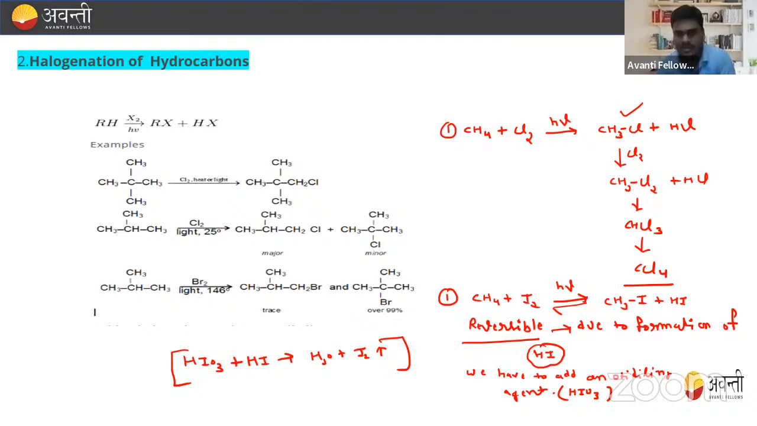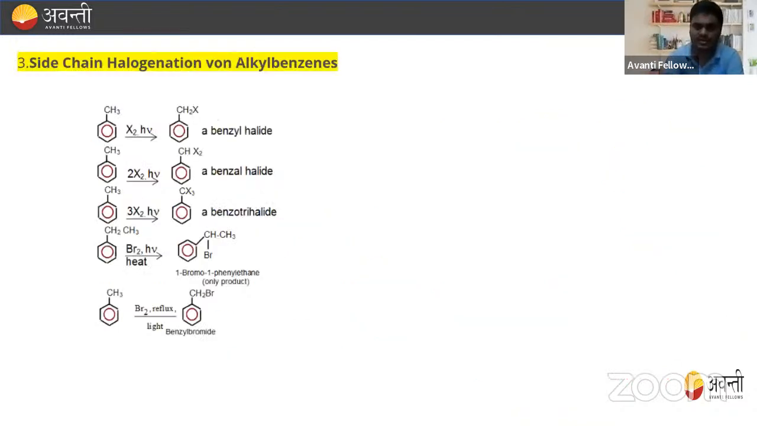So just remember here, in halogenation of hydrocarbons, halogenation of methane, chlorination will be possible. Bromination is also possible, but iodination is possible only with this exception, where we add an oxidizing agent. Similarly, fluorination can't be possible because fluorine is very explosive when it reacts with CH4 to form CH3F. This reaction becomes very explosive, so it is also not possible, right? So always remember these three things from the halogenation of hydrocarbon.